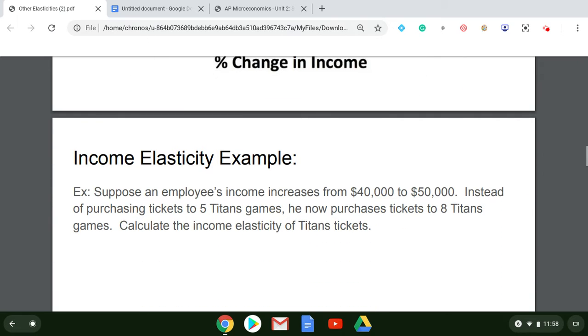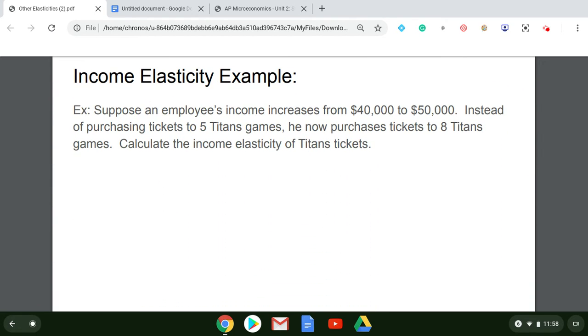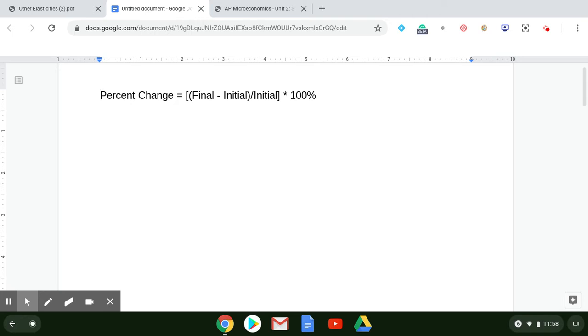Suppose an employee's income increases from $40,000 to $50,000. Instead of purchasing five Titans tickets, he now purchases eight tickets to Titans games. Calculate the income elasticity of Titans tickets. Okay, so let me go on here.